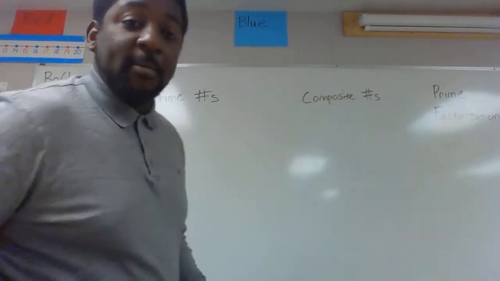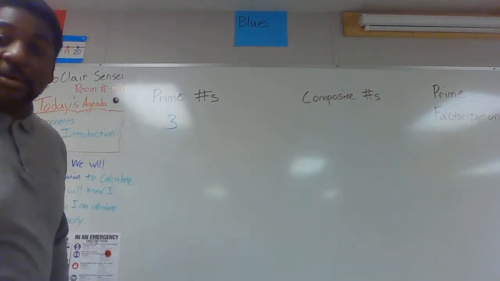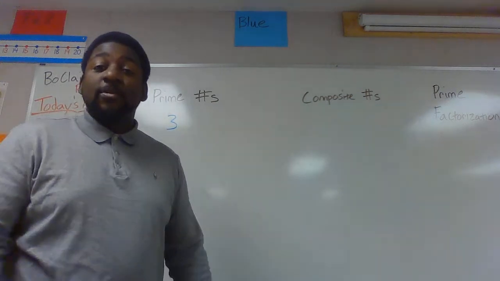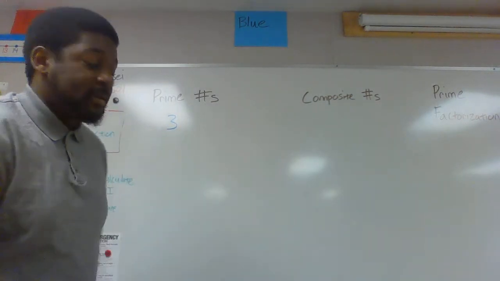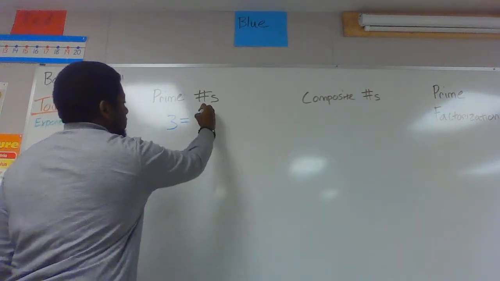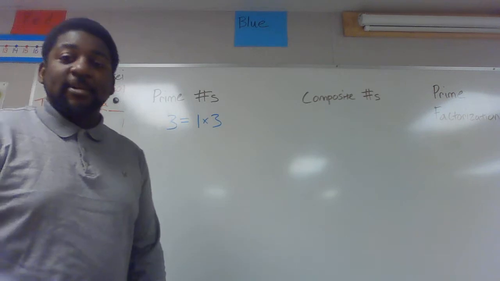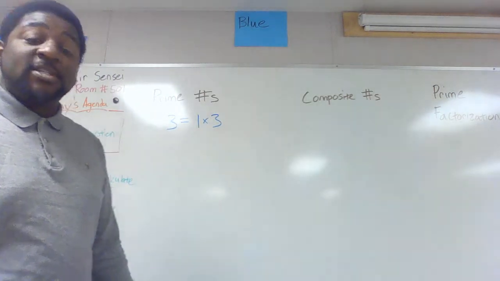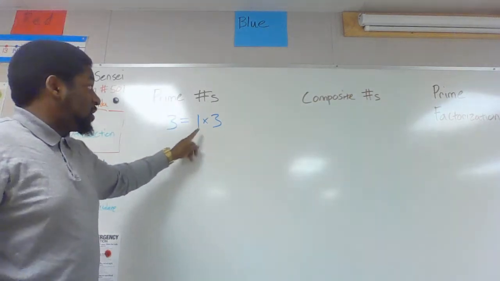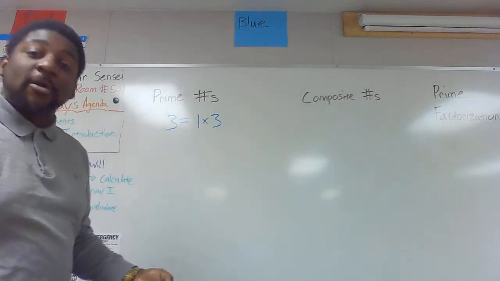An example of a prime number would be 3. And what I mean by it only has two factors is there's only two numbers you can multiply to make 3: 1 and 3. 2 times nothing makes 3. 3 times 1 makes 3. That's what we already have there. So the only two factors 3 has are 1 and the same number. So 3 would be a prime number.